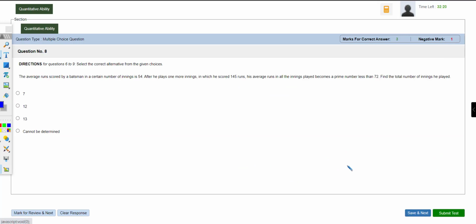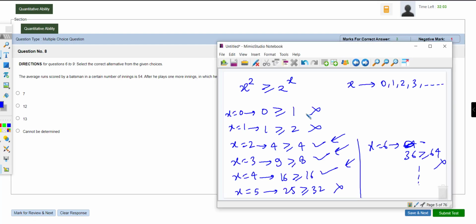After this, question number 8. The average run scored by a batsman in a certain innings is 54. After he plays one more innings in which he scored 145 runs, his average becomes a prime number less than 72. Find the number of innings that he played.